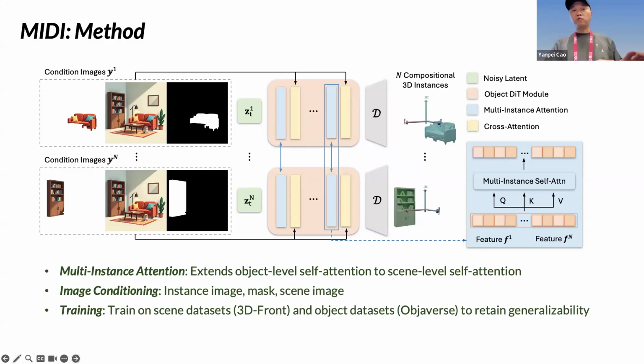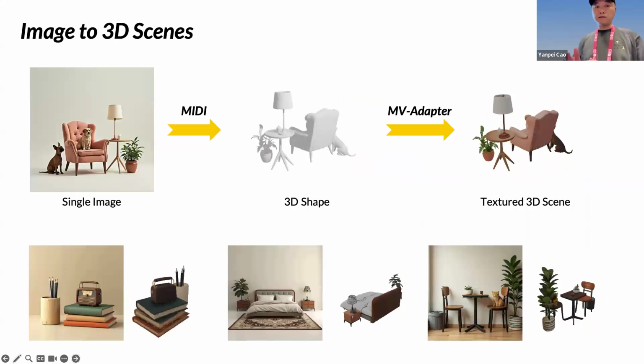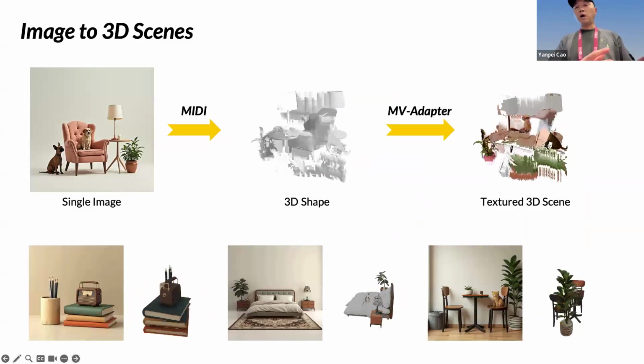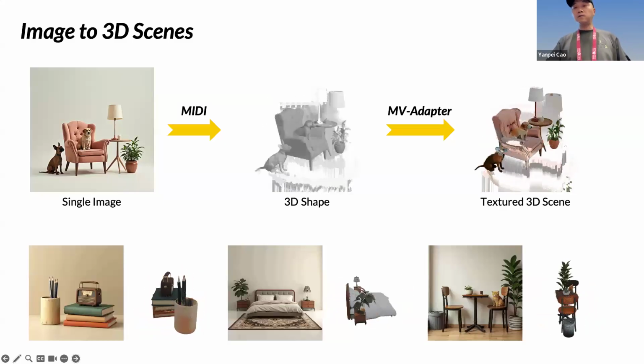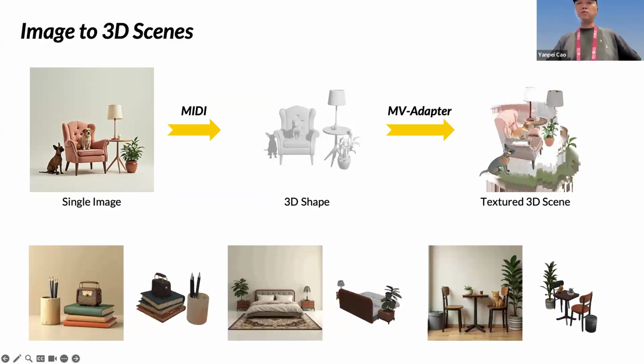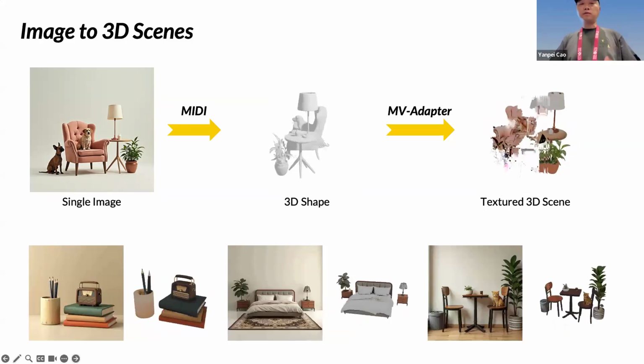Different from retrieval or multi-stage pipelines, this attention mechanism fundamentally removes the need for those complex, often error-prone post-generation layout optimization stages or separate retrieval methods. And this workflow allows us to go from a single image, generate a 3D shape and layout, and use those texture models to generate a complete and textured 3D scene containing multiple objects.